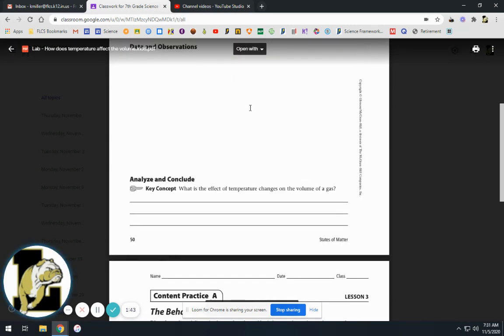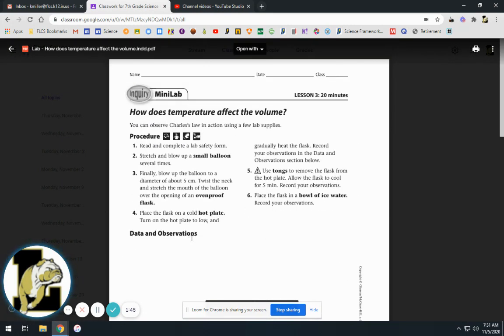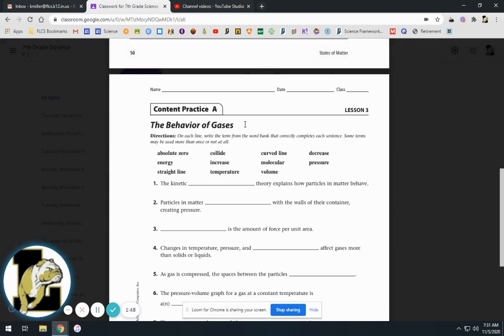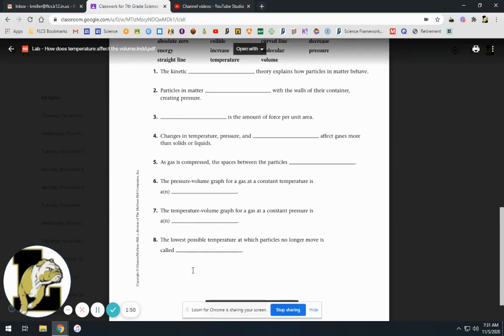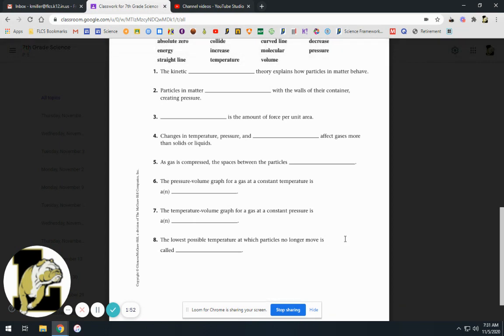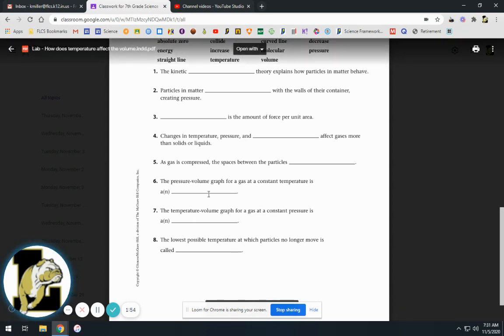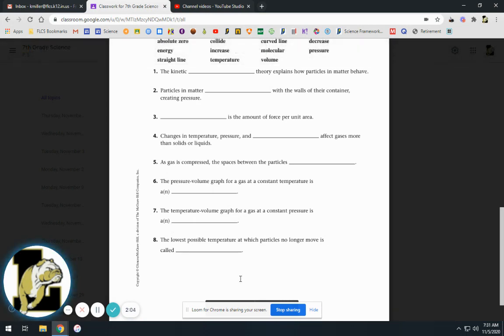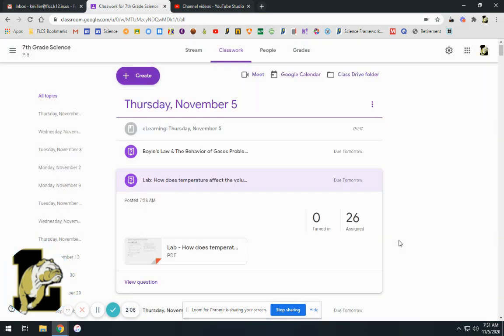You do not have to answer this question. You do not have to put any data and observations. However, I do want you to answer questions 1 through 8 here to receive your 50 points for your lab. Make sure you post this as your answer here because it is posted as a question on Google Classroom. So answer questions 1 through 8. Post it to Google Classroom in order to receive your 50 points.